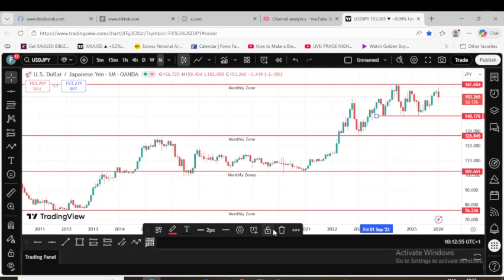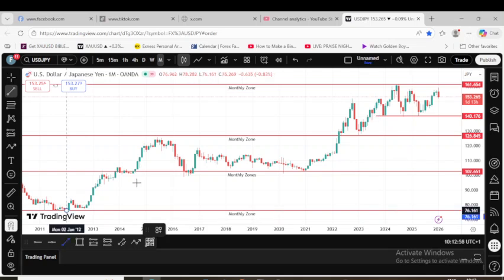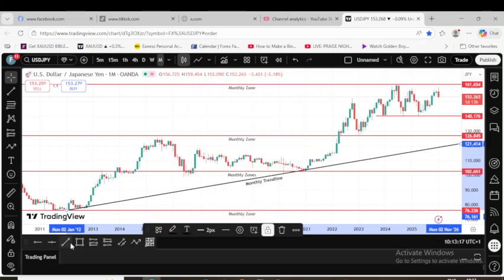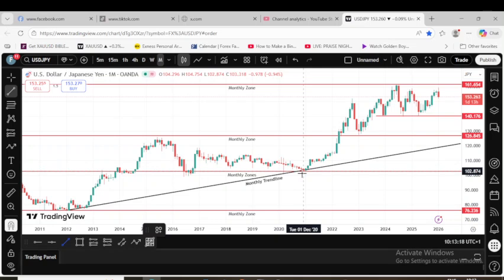Okay, so now let's see if we can draw a trend line. We can draw one across these 2 points like this. This should be our monthly trend line. We can also draw another trend line across these 2 points like this. This should be another monthly trend line.